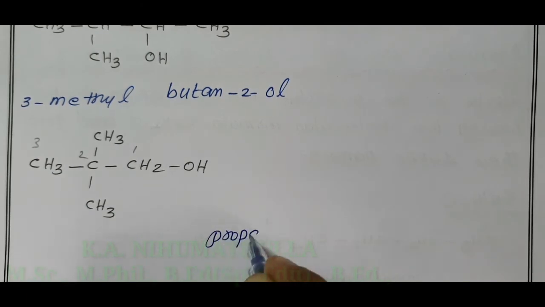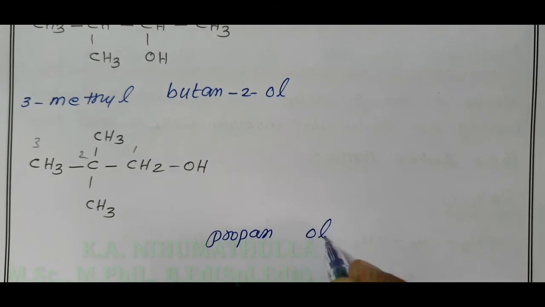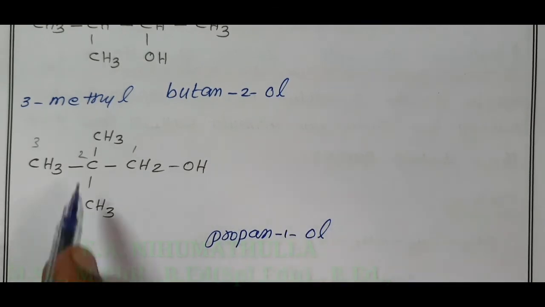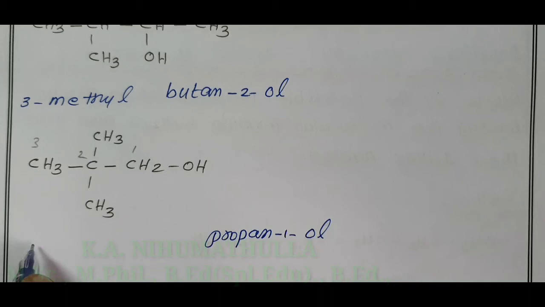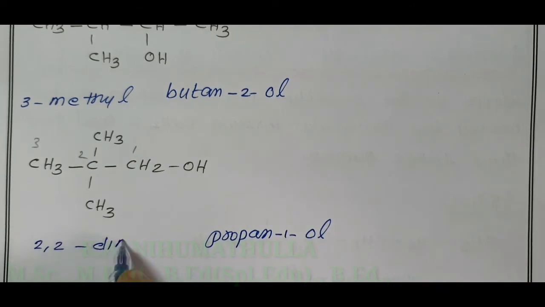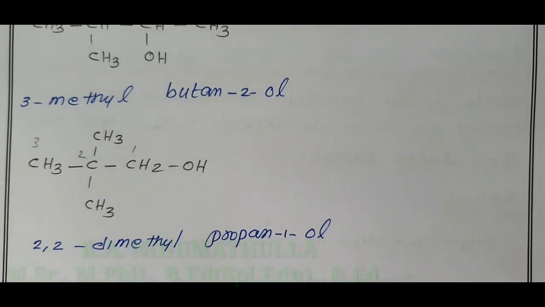carbon-carbon single bond ane, OH ol, position of OH 1. In the second carbon, there are 2 methyl groups. Therefore, 2,2-dimethylpropan-1-ol. So, these are the isomers of C5H12O.